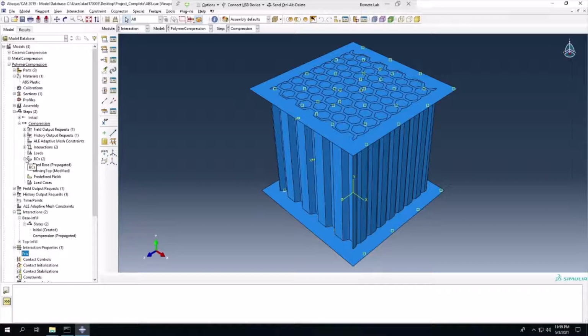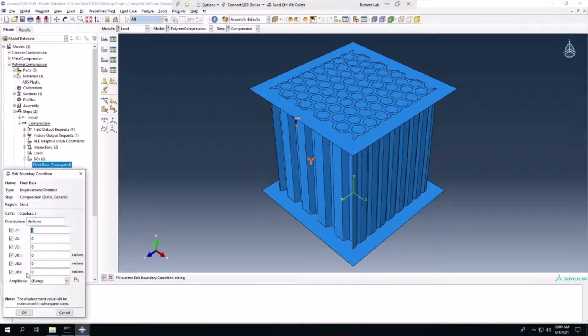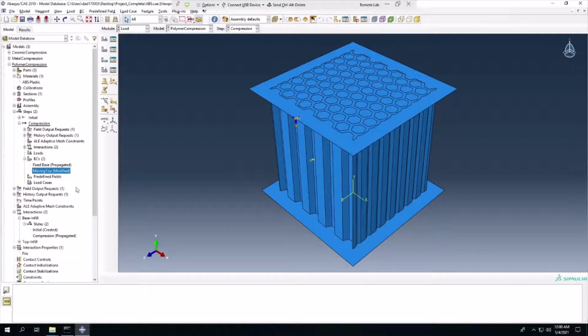To get that motion in U2, we created 2 boundary conditions within our steps. In the second step after compression, they were created in the initial step. In the compression step is where we alter them. Now the fixed base remains fixed, and as we can see here, all motion is set to 0. However, the moving top is set to 0 with the exception of U2, in which it will move down 5 millimeters, creating the displacement that we want.